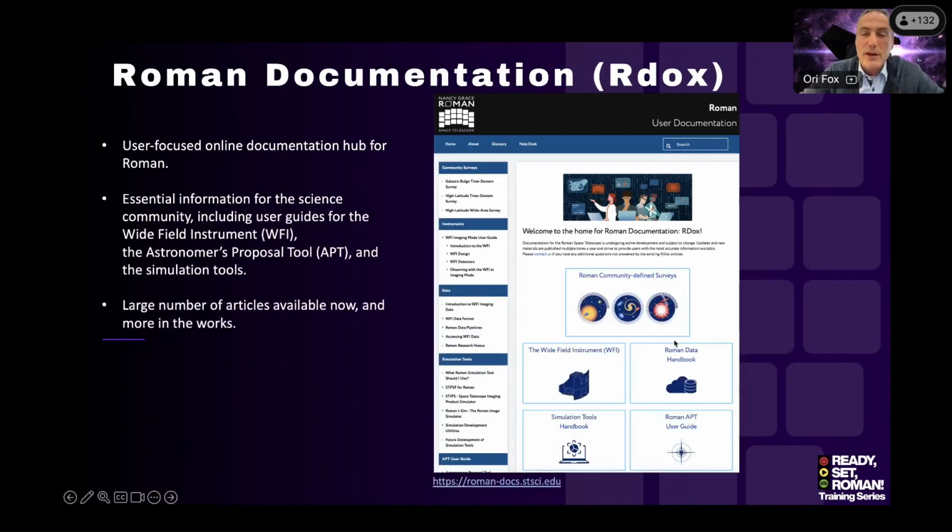All right, so let's get into some of the details here. I mentioned RDocs already. This is the user-focused online documentation hub for Roman. As I mentioned, all these links will be available when I post the presentation. RDocs has essential information for the science community, including user guides for the Wide Field Instrument, WFI, the Astronomer's Proposal Tool, and simulation tools. A large number of articles are available right now. This site is live, and many more are in the works.